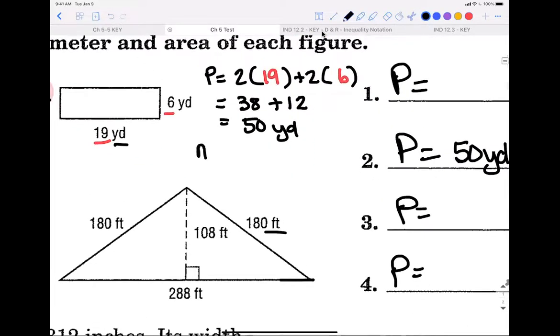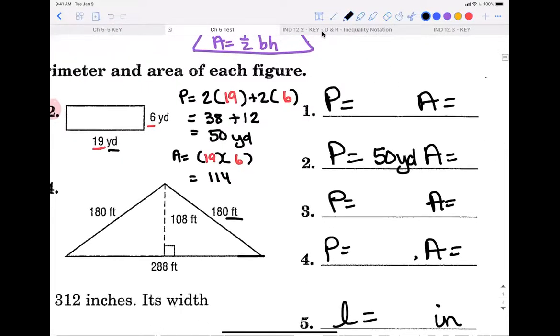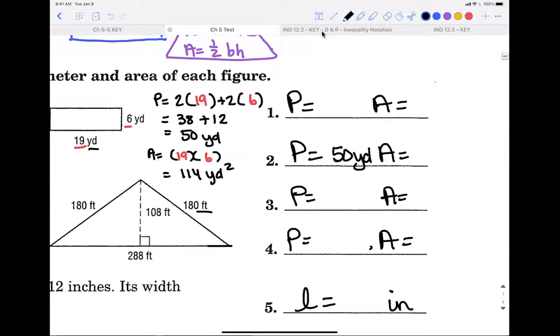To do the area, we're going to use length times width. Right? Length times width, and we're going to plug in again 19 and 6, because one is length and one is width. Doesn't matter which is which. And if I plug 19 times 6 into my calculator, I get area equals 114. And how am I going to label this one? Remember how to label area? Yes. Yards squared, because it's 19 yards times 6 yards. So for my area answer, it is 114 yards squared.